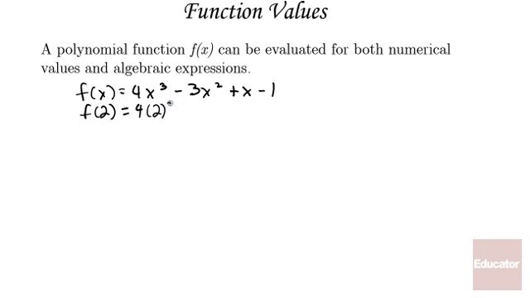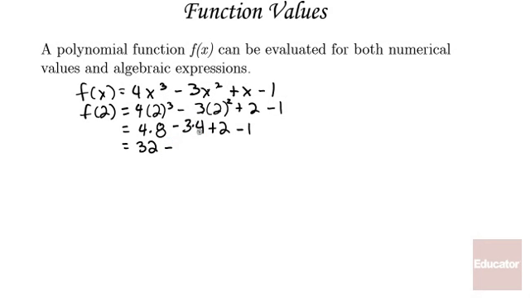Correction: x is replaced with 2. 2 squared is 4, so it's going to give me 3 times 4. So I'm going to end up with 4 times 8 minus 3 times 4 plus 2 minus 1. This is going to give me 32 minus 12 plus 2 minus 1. Simplifying that, 32 minus 12 is 20, plus 2 is 22, minus 1, that's 21. So f of 2 is 21.